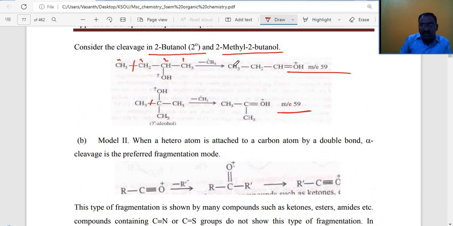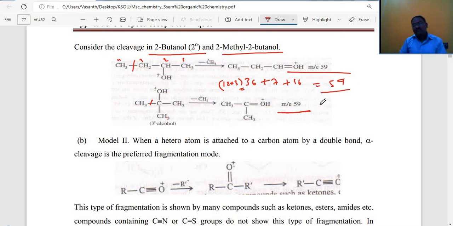How many carbons? 1, 2, 3. Three carbons: 12 into 3 is 36. Next, how many hydrogens? 3 plus 2 is 5, 5 plus 1 is 6, 6 plus 1 is 7. Hydrogen, 7. Oxygen, 16. Totally, what are we getting here? 59. Like that you can calculate it.